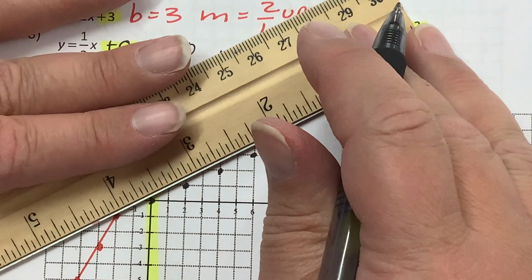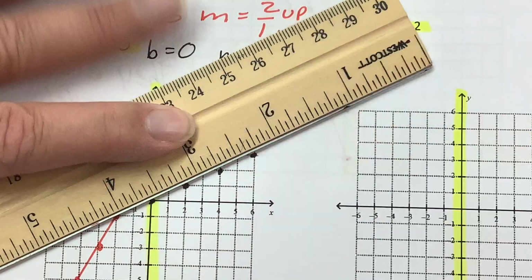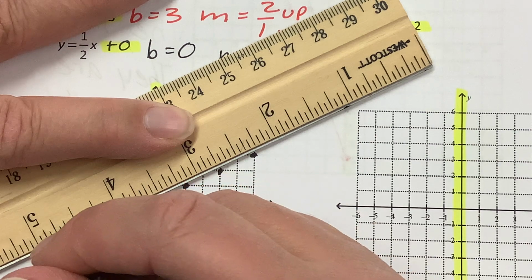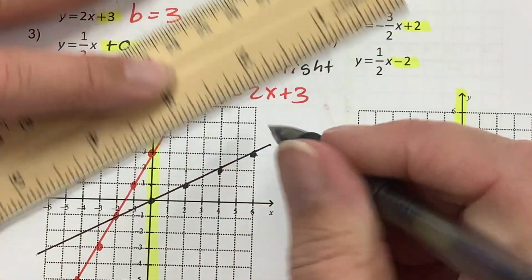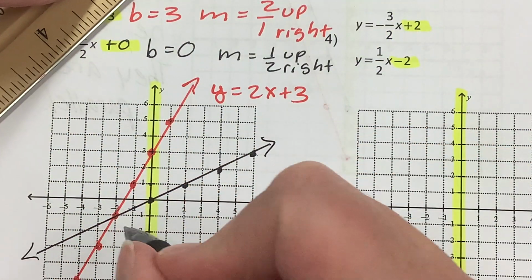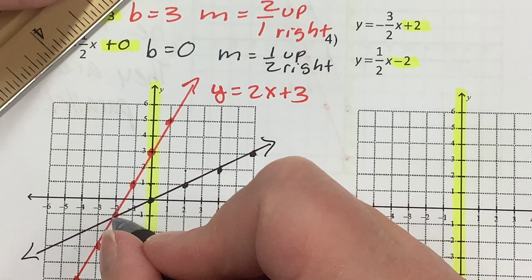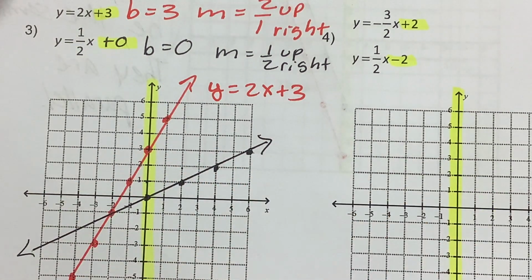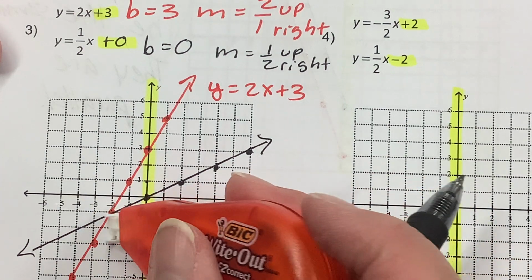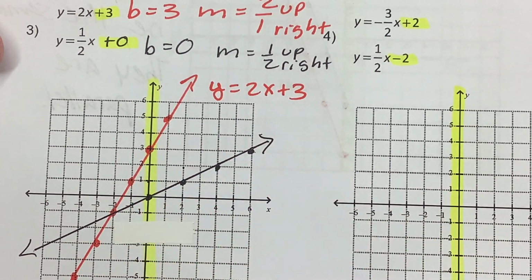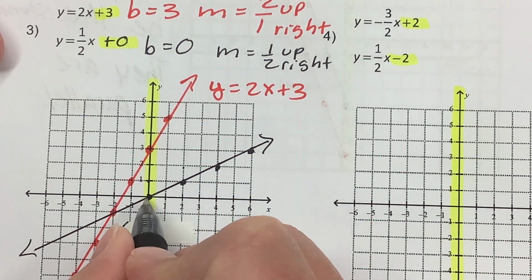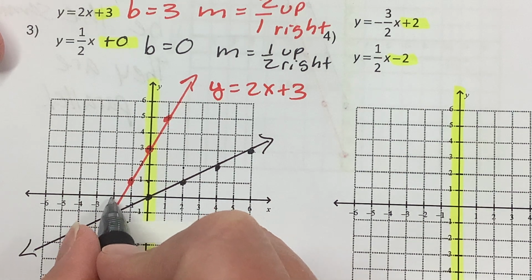And when I connect those points, and there's a pretty good number of them, you can see right where they cross, which is here at -2, -1. I'm going to white out a little bit so that it's easier to see. But it's at, start here, -2, -1.